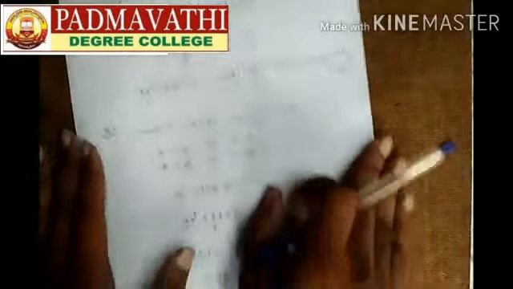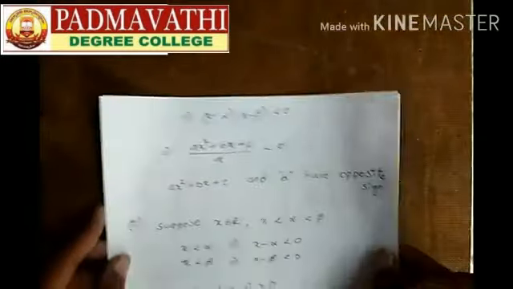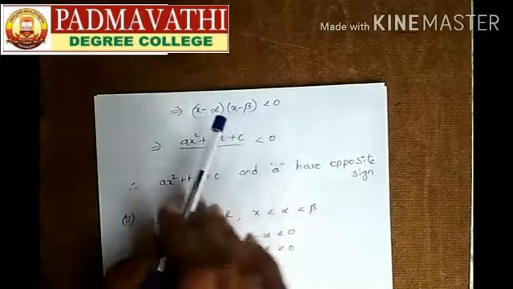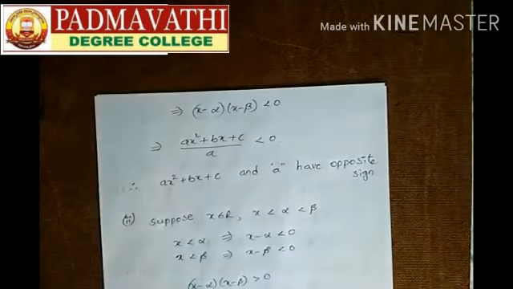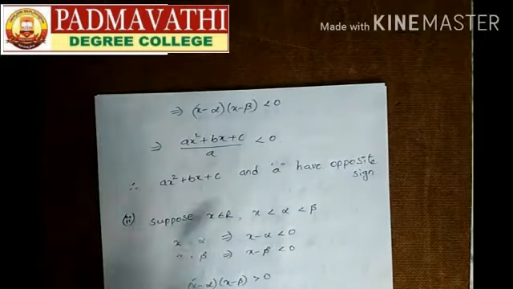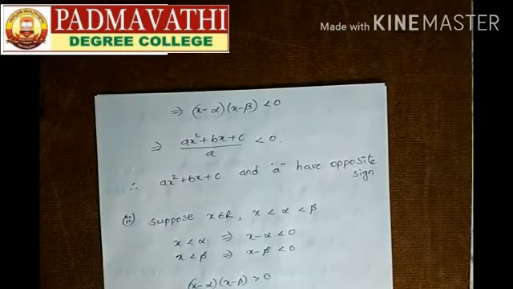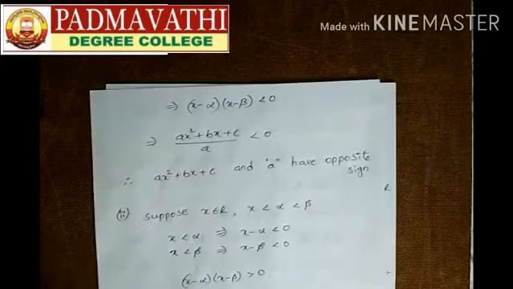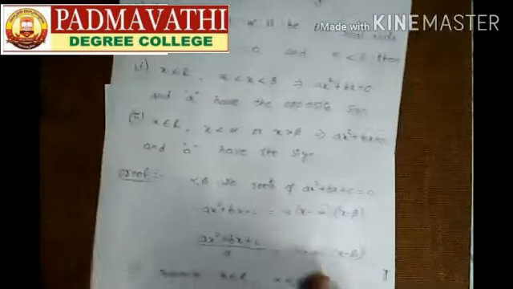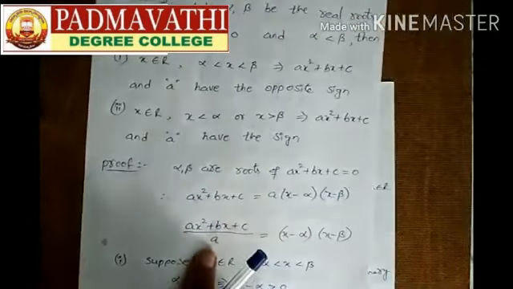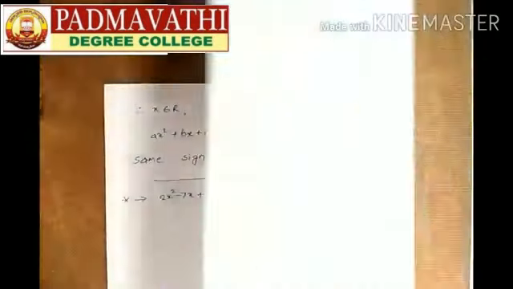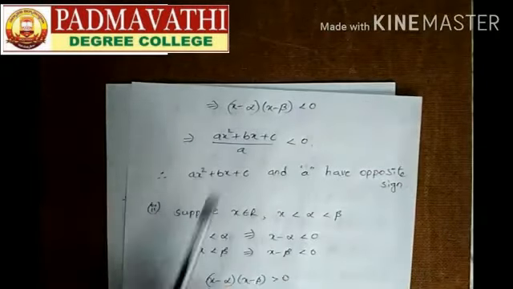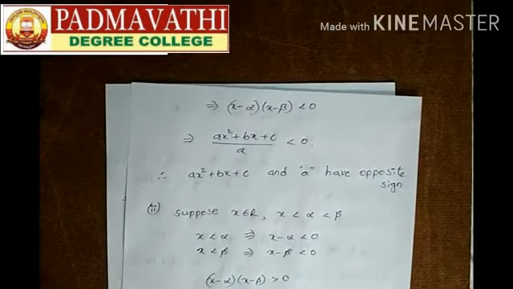So here you can write (x minus alpha) into (x minus beta) is less than 0. One is a positive value and another is a negative value. That's why the product of these two is definitely a negative value. Actually, at the start we took the expression (x minus alpha)(x minus beta) equal to (ax square plus bx plus c) by a. So we can replace (x minus alpha)(x minus beta) with it. Now the expression is (ax square plus bx plus c) by a is less than 0.